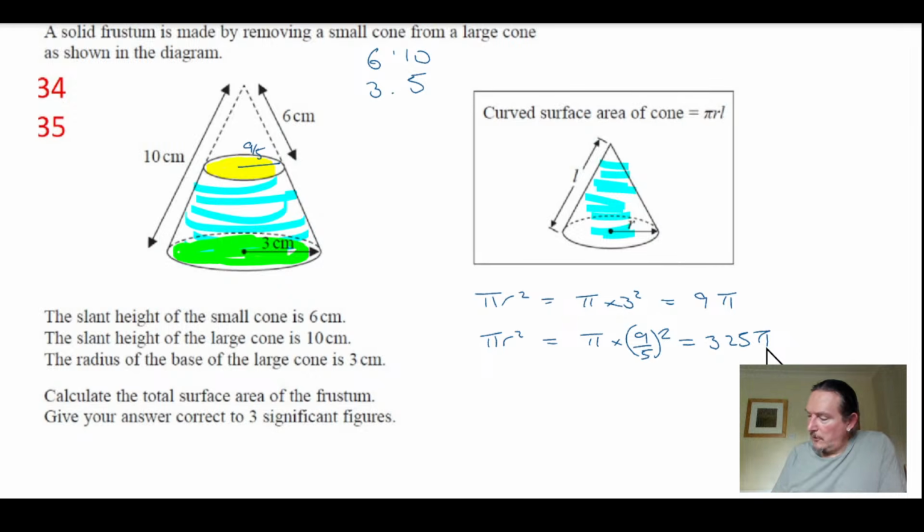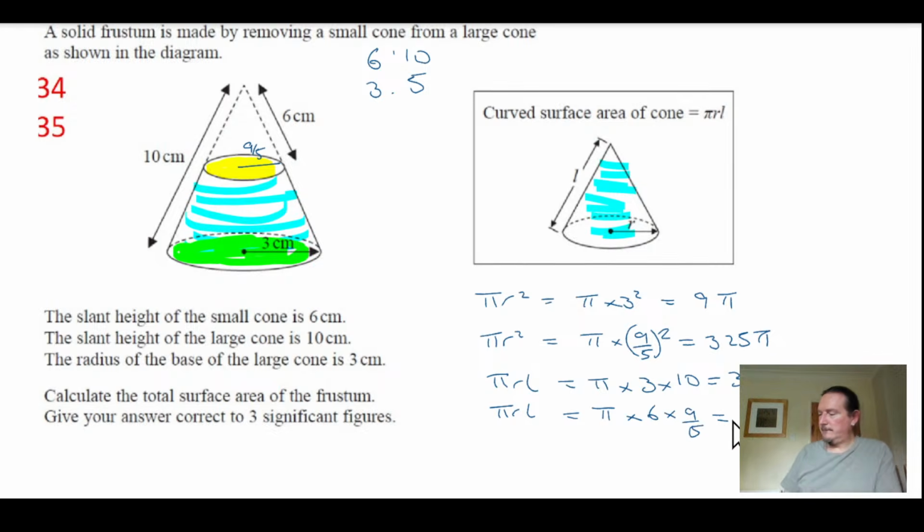And then we've got the curved surface of the big cone, which is pi RL. So pi RL for the big one is pi times the radius, which is 3, times the slant height of the big one, that's 30 pi. And then pi RL for the smaller ghost cone is pi times 6 times 9/5. So 6 times 9/5. Oh, can't give me nice numbers. It's 10.8 pi.